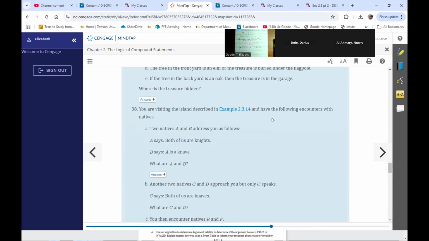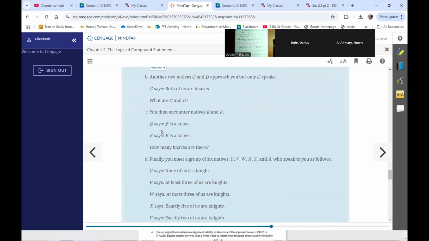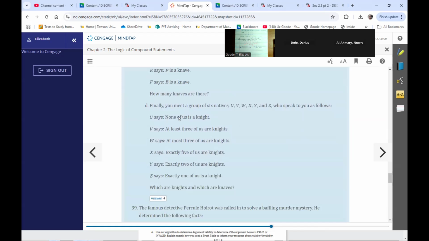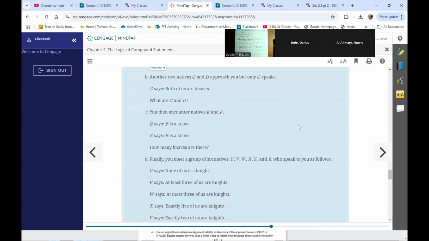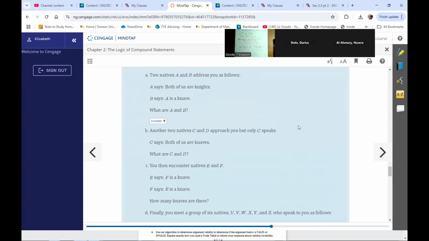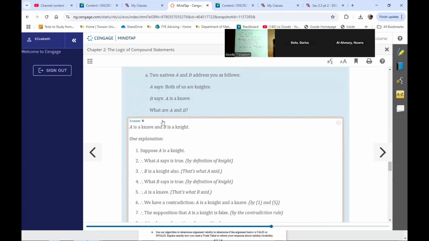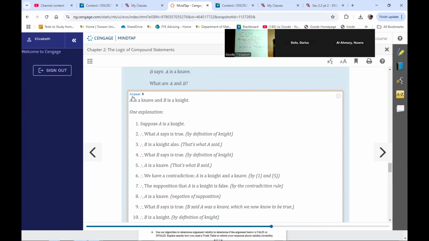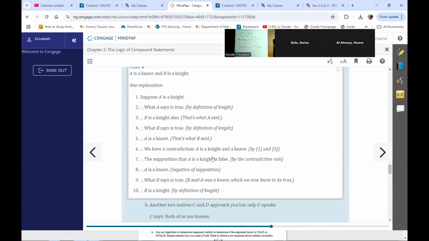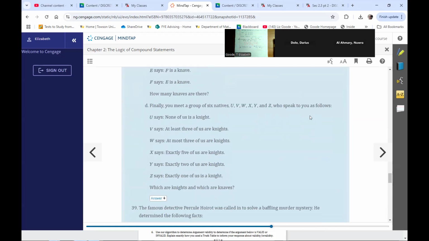Anyway, this is number 38 at the end of the text, and there are several more. In fact, D is really interesting, so I encourage you to play those games if you want more fun. The answer is, and here's one explanation, they give names of rules and stuff, but you don't really need to know the names of the rules to understand why this turns out to be that A is a knave and B is a knight. These are fun.